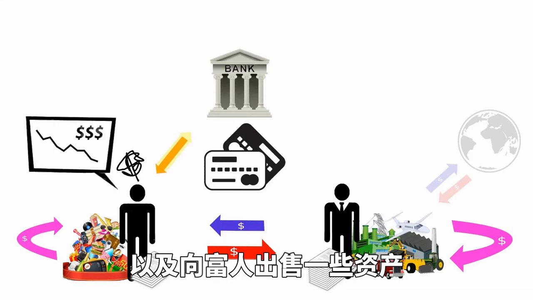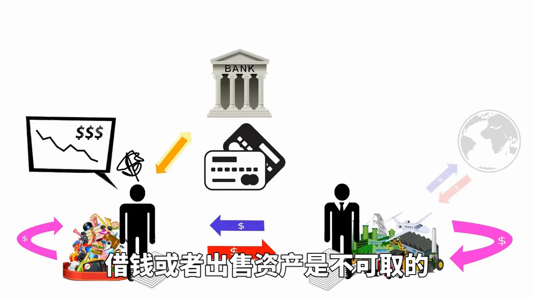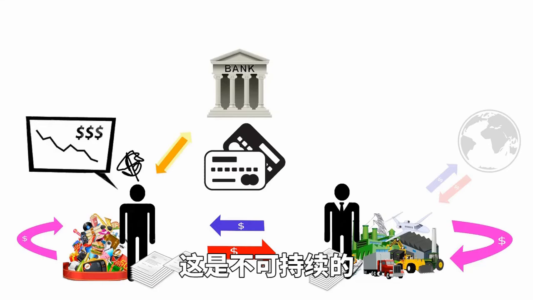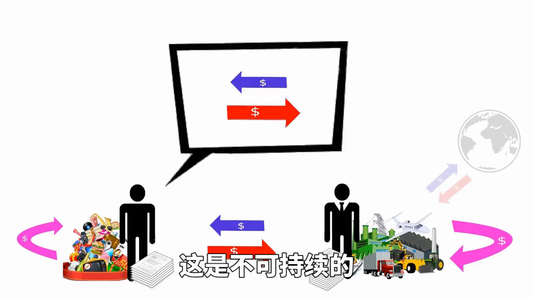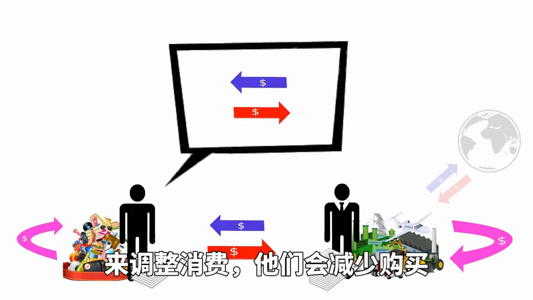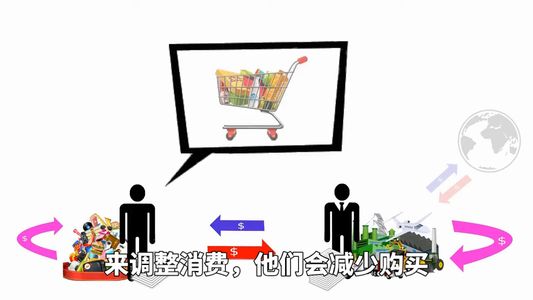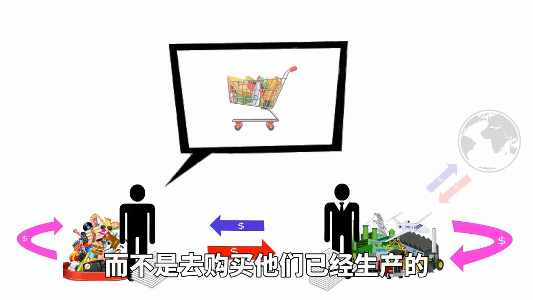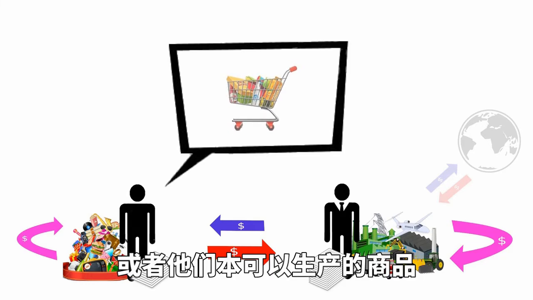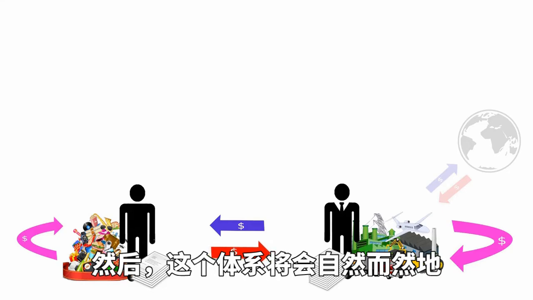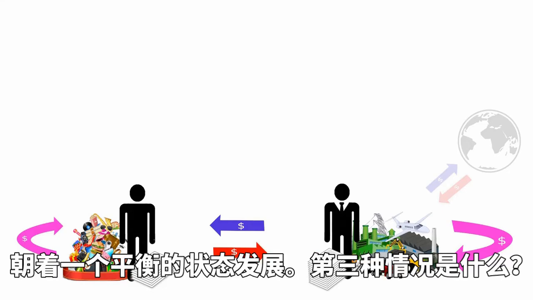To borrow money or to sell assets is not something desirable, and it cannot last a long time. It's not sustainable. So the consumers will have to adjust their consumption to the level of their income. They will buy less to spend only the amount they have earned and not buy the amount of products they have or they could have produced. The system will then evolve naturally towards a balanced state, which is the third case.